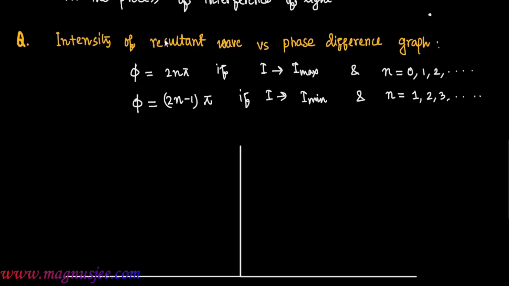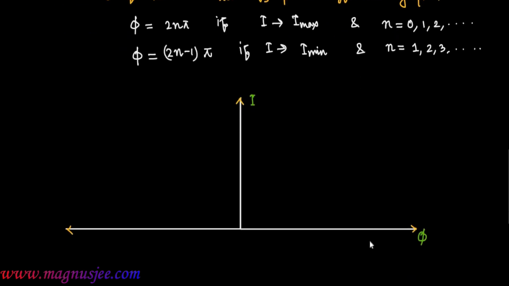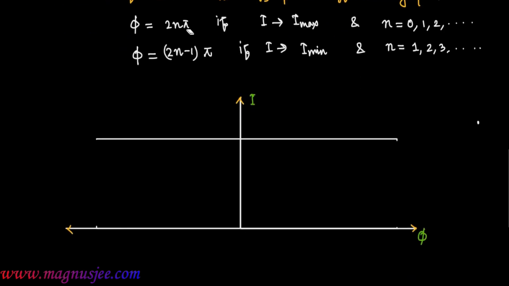So here we can denote two mutually perpendicular axes. The vertical axis indicates the intensity of the resultant wave, that is I. That means intensity of resultant wave I is plotted along the vertical axis and phase difference phi is plotted along the horizontal axis. This imaginary horizontal line indicates the maximum intensity of resultant wave in the interference pattern.